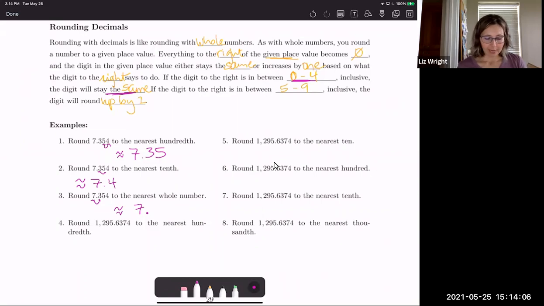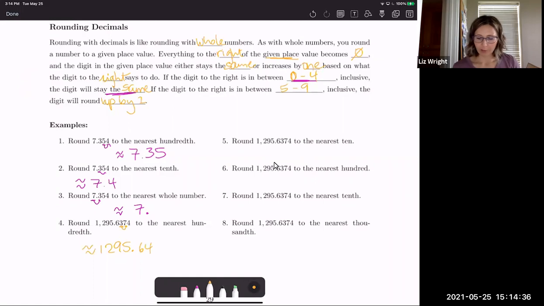And then for our next one, it says round this number to the nearest hundredths. So if I'm rounding it to the nearest hundredth, so tenths, hundredths, I'm looking at the 3. And we're looking to the next door neighbor. And that 7 tells a 3 to go up by 1. So it's going to be 1,295.64. And again, that's approximate.